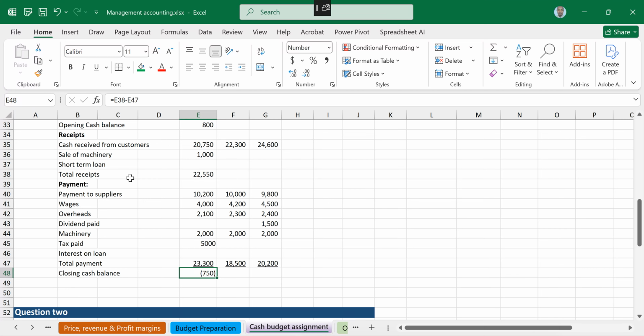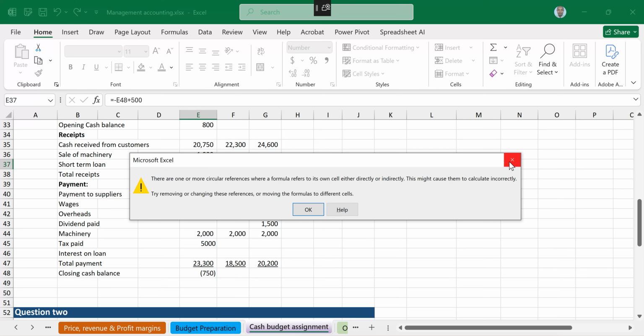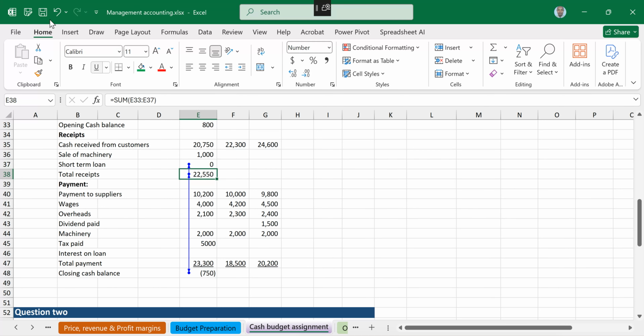So go to short-term loan, and the amount of short-term loan to be borrowed will be equal sign 750. I believe it will be 750 plus 500, so that you take it back to 500. That will be this 750. Let's see if that can work. Then plus 500, enter. That cannot work because of circular cell referencing.